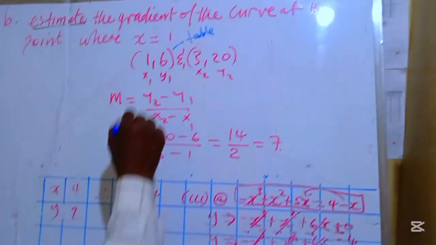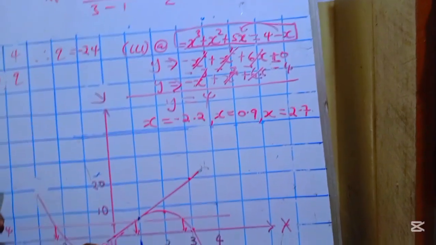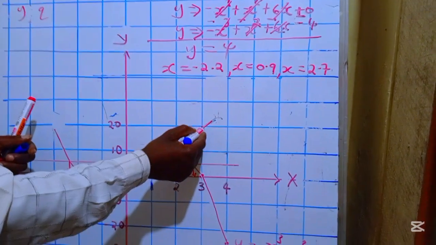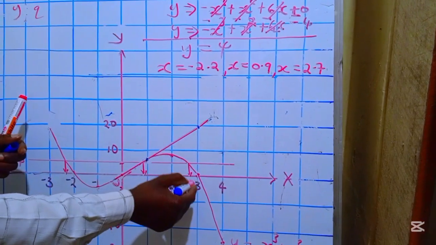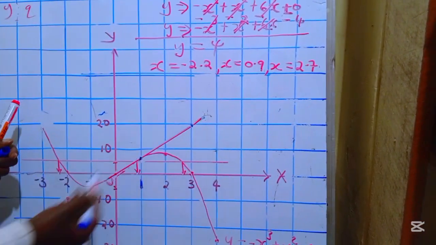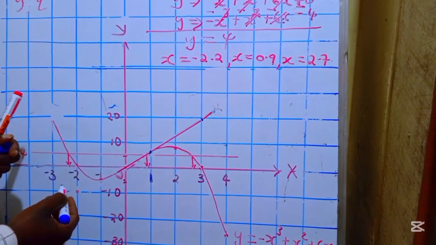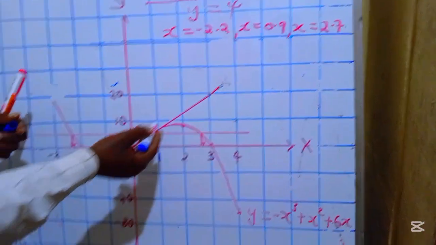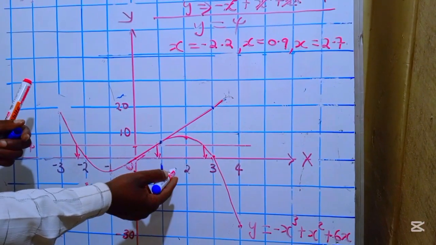Then these ones, how did I get them? I followed this line where it passes through. It passes through this point, passes through 3,20. So you can get that one. So please be careful how you choose the points. You would normally get the points where they are very clear.